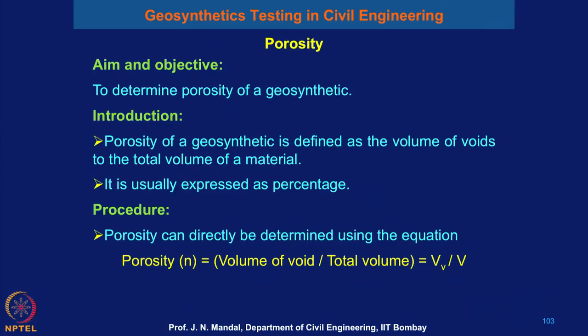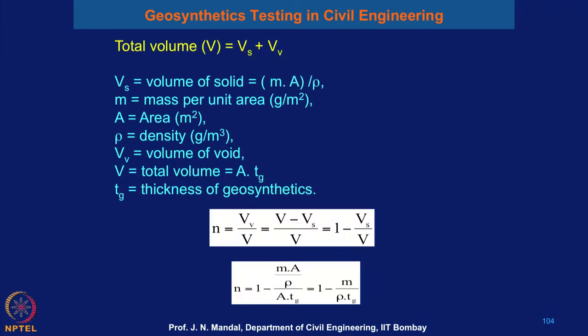Next, I will talk about the porosity. The main objective is to determine the porosity of a geosynthetic material, and porosity of a geosynthetic is defined as the volume of the void to the total volume of the material. It is usually expressed as a percentage, and the procedure is that porosity can directly be determined using the equation. You know that porosity n is equal to volume of void divided by total volume, that is Vv divided by V.